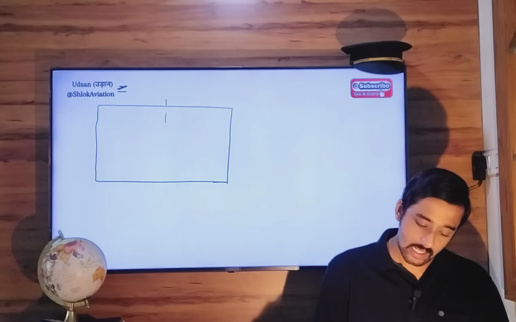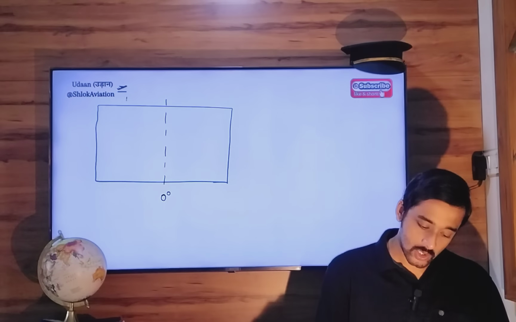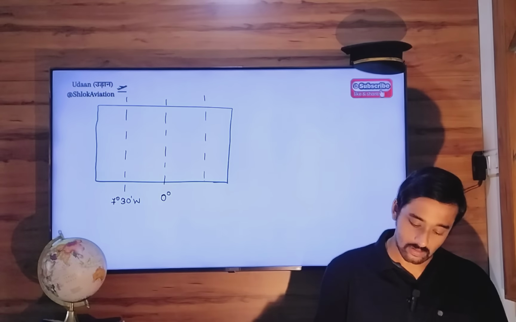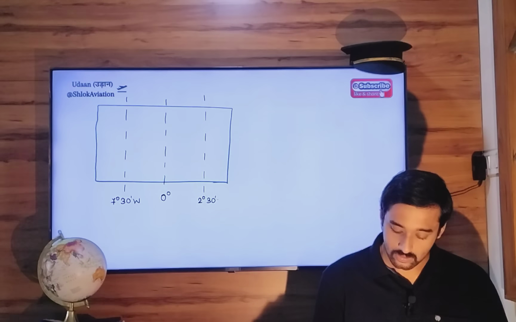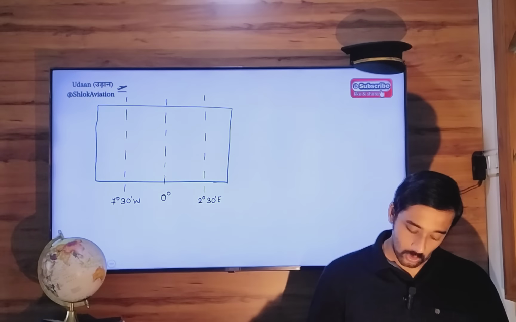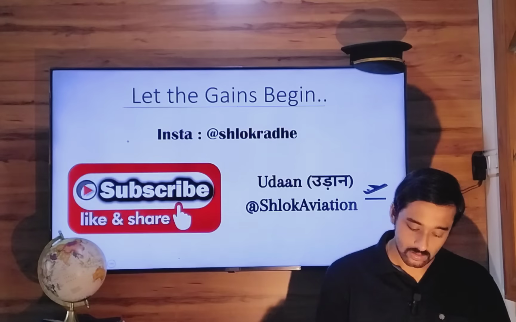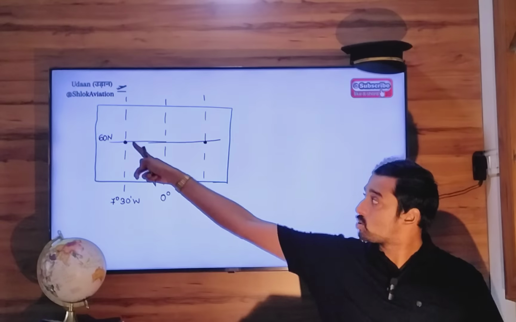There is a prime meridian in the center. 7 degree 30 minutes west and 2 degree 30 minutes east. Correct? Both are at the same latitude, that is 60 degree north. So the rhumb line distance between these 2 points will be how much?